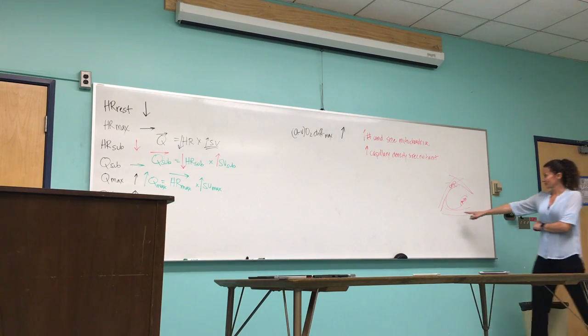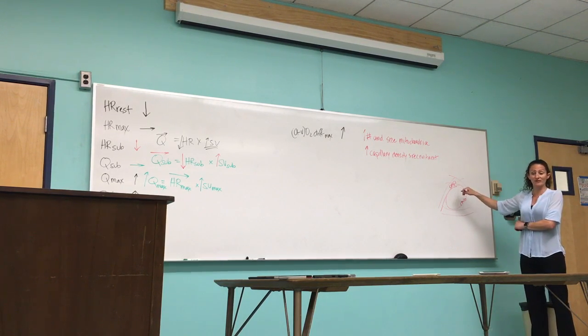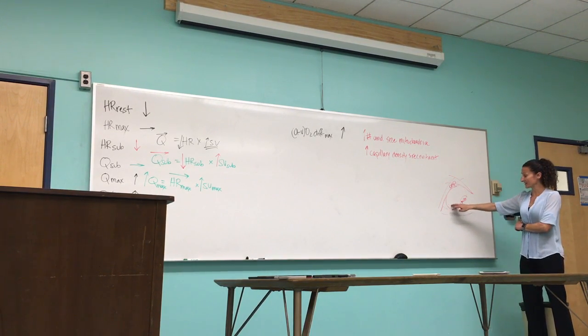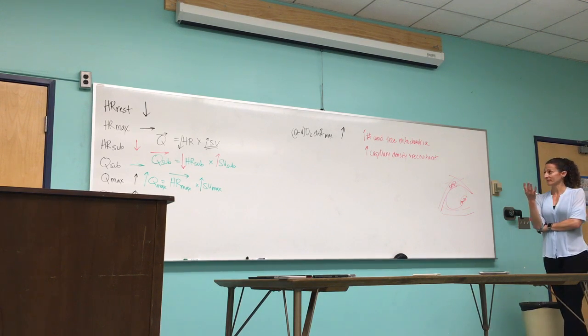Fick's law: the rate of diffusion is directly proportional to surface area. So the more capillaries you have in contact with this muscle, the more oxygen you'll be able to diffuse there. So it's going to help you deliver oxygen. What else would help us here?